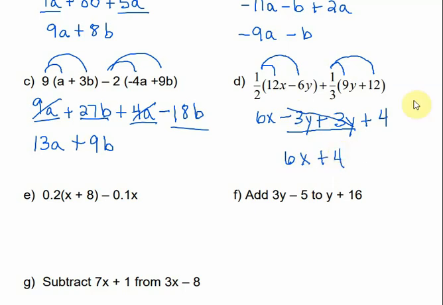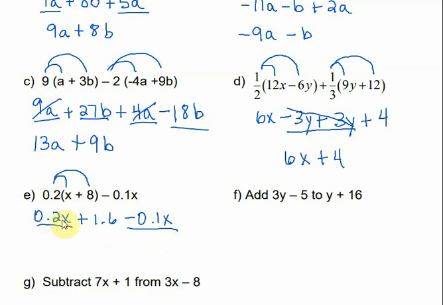All right, for E, I need to distribute this 2/10. All right, so 2/10 times x would be 2/10 x. And then 2/10 times 8 would be plus 1.6, because 8 times 2 is 16, and we put back in that one decimal place. All right, and then we have these two terms that are alike.